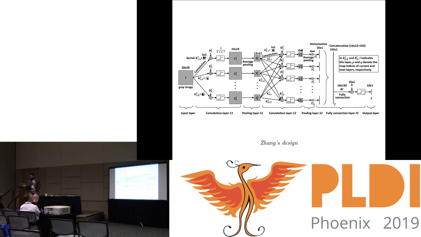So the way we do this is we push this image through a bunch of layers, and we have three types of layers. We compute a convolution. We do what is called the average pooling, and we do what is called a fully connected layer.